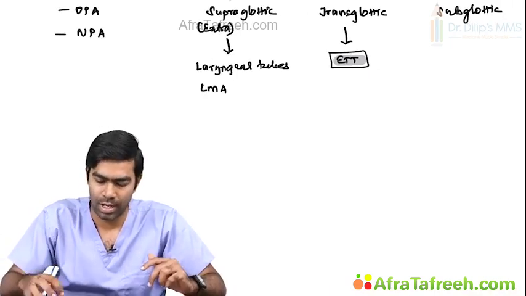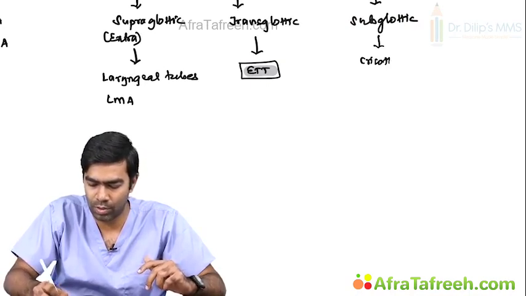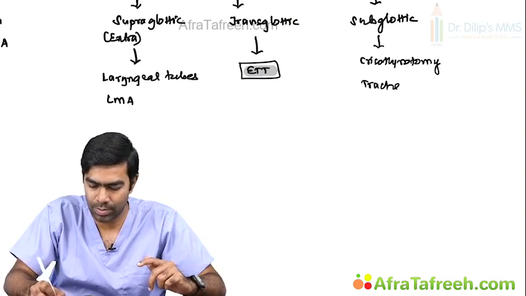Fine. And subglottic airways are two types again. One is a cricothyrotomy, otherwise referred to as a cricothyroidotomy. Next is the tracheostomy.